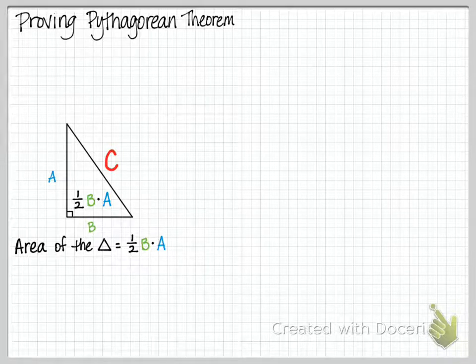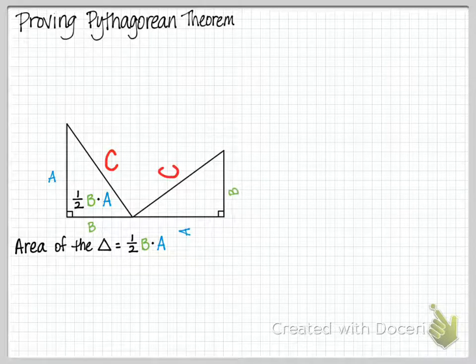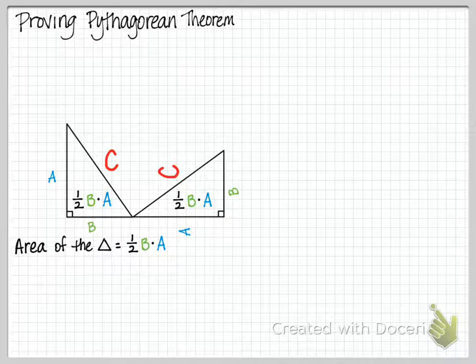Now we're going to duplicate this exact same triangle and then just turn it on its side and place it right next to it so that this one side is collinear, so I have the one side that's B and an A there. And that triangle also has the area of 1/2 B times A.